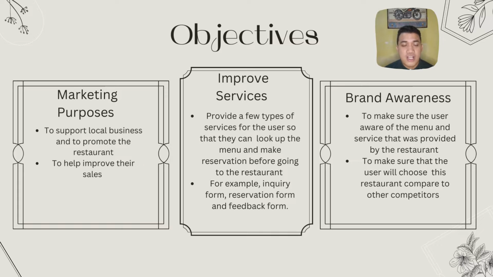Okay, for the second objective, which is to improve the services of the restaurant, in the website we can provide a few types of services for the users so that they can look up the menu and make a reservation before going to the restaurant. For example, the inquiry form, reservation form, and also feedback form. I think the inquiry form is a great choice to put in the website because the customer will indirectly interact with the owners as they want to ask questions regarding the restaurant.